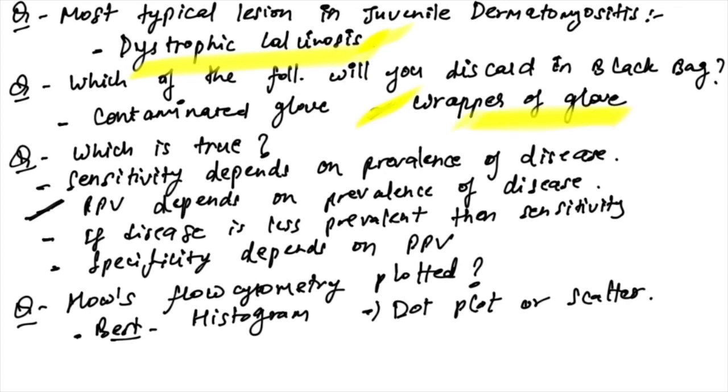Now what is true? Sensitivity depends on prevalence of disease. This is not true. PPV depends on prevalence of the disease. This is true. If disease is less prevalent, then sensitivity. This is not true. Specificity depends on PPV. This is not true. Now how is flow cytometry plotted? The best way of plotting flow cytometry is a histogram. After that, a dot plot or scatter plot can be used.